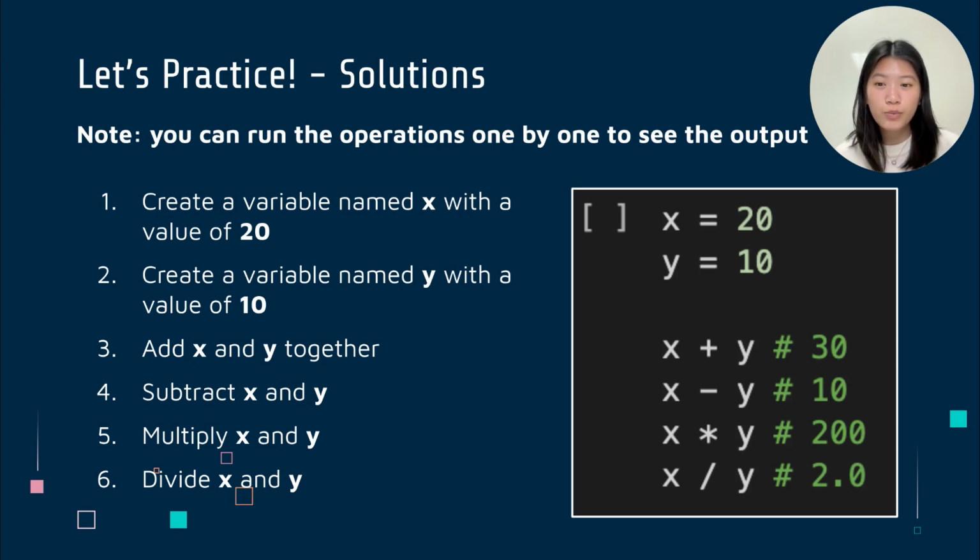And for question number 6, we are asked to divide x and y, and we can do this by typing in our compiler x/y, and this will give us a value of 2. But notice for this question, the output is going to be a decimal rather than an integer. So instead of just 2, it's going to be 2.0. And we'll discuss why that's the case in our next video.